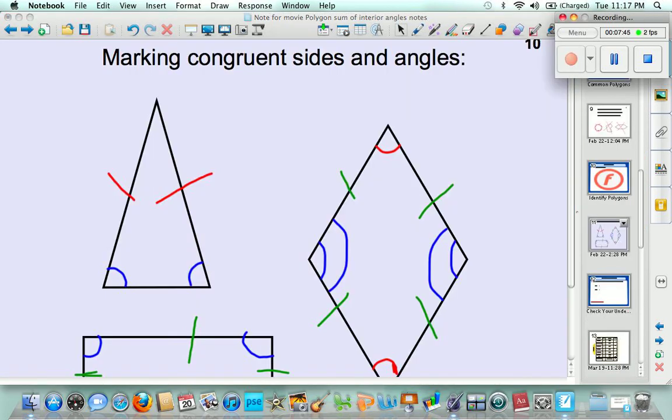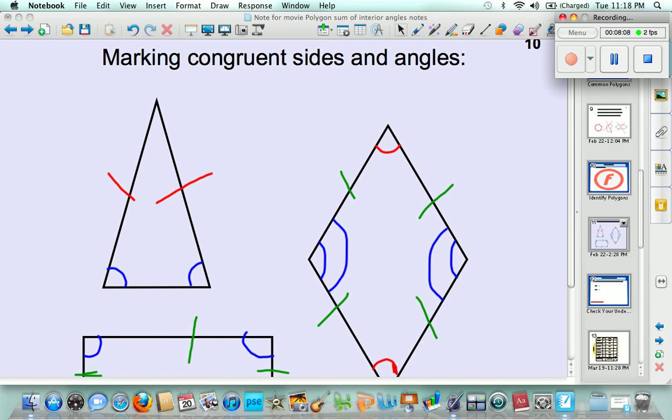In these three examples, we're just going to practice marking congruent sides and angles. So make sure you have the polygons written down. Okay, in the first example, these two red lines represent that those two sides are going to be congruent. Same with the little arches around the angles there on the triangle. Those angles are going to be congruent.